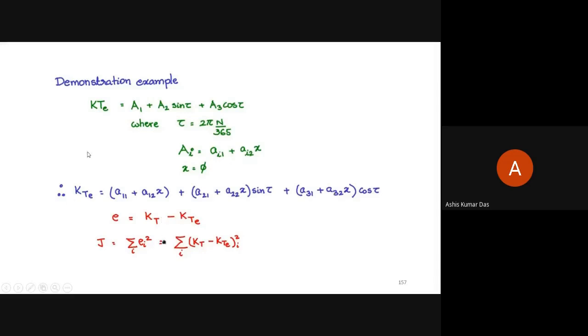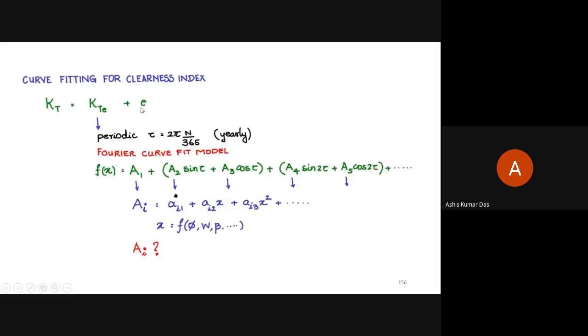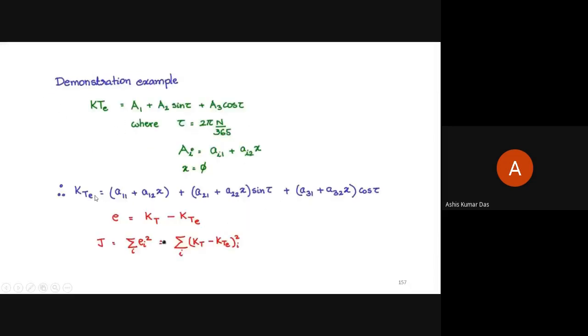Now we have to find out the error. In the previous slide we have seen that the error is given by KT minus KTE. So KT minus KTE gives us this error E. Now we are trying to find the error square, that is, if we take the square of this E, then we get the error square.